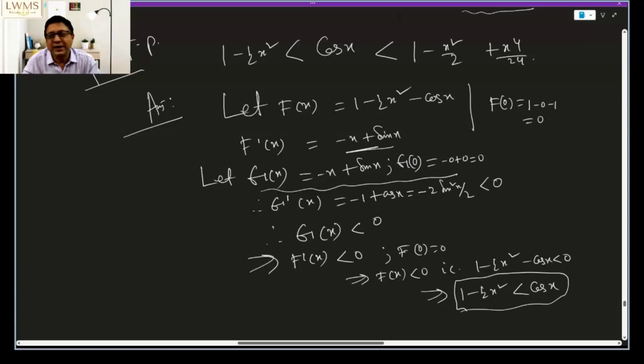Okay? And many good colleges are there where you can study after qualifying WBJEE. Many good colleges are there in West Bengal. Okay? So this is proved.